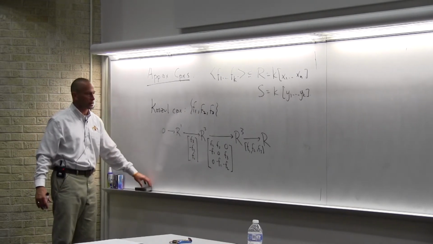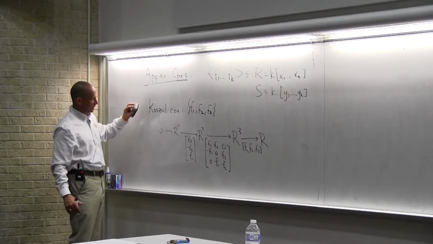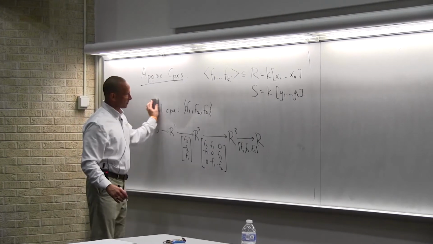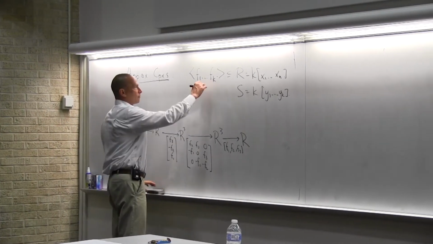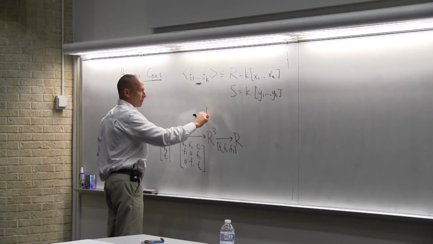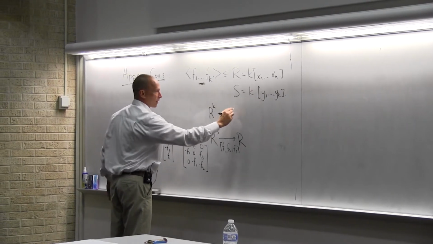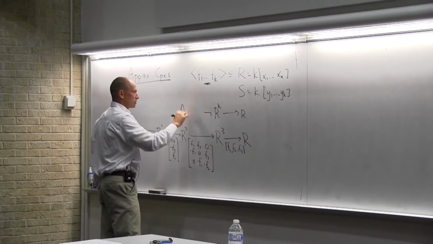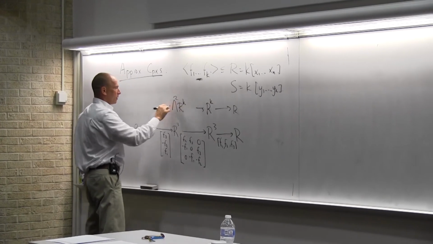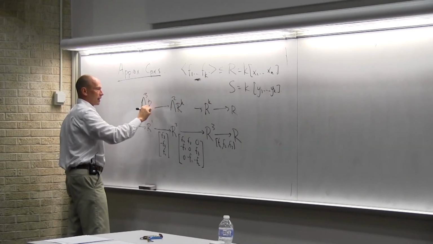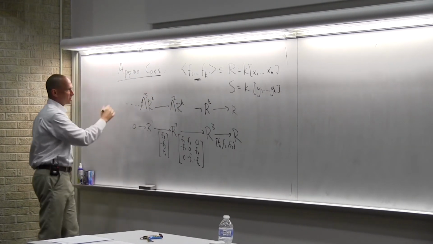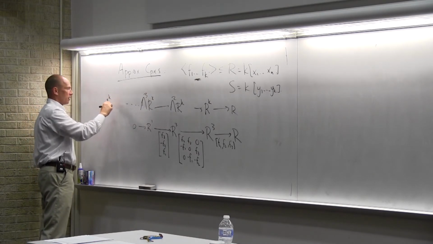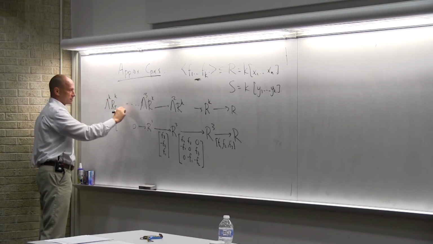And more generally, if we wrote this out in fancy language, what I would be doing here is, if I had a Koszul complex on F1 through Fk, I would have R^k goes to R. That's my ideal. And then I would have wedge 2 of R^k, wedge 3 of R^k, and so on. And you can see that this goes back to wedge k of R^k, and the last map is exactly the map here.